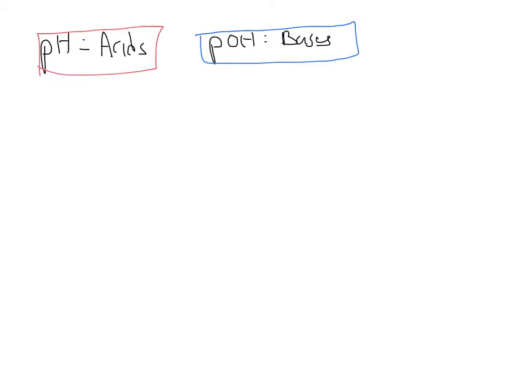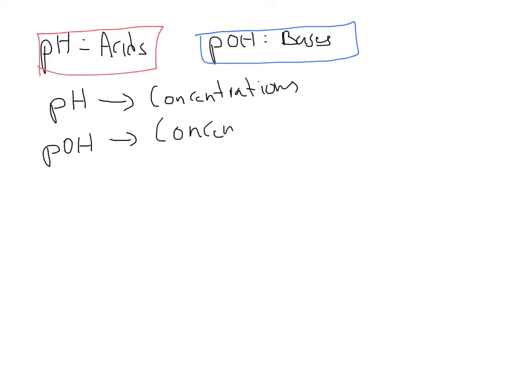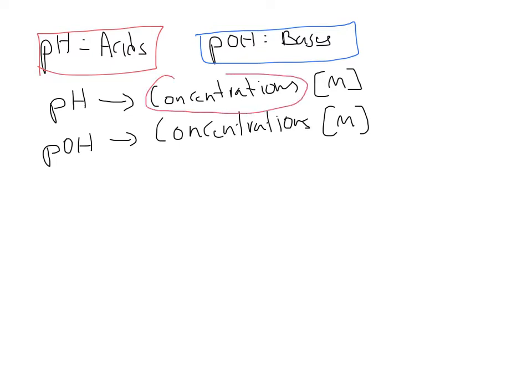The important thing to understand with pH and pOH is that if you're given a pH value or a pOH value, these values can be used to solve for concentrations. Write that down one more time. Concentrations. Obviously, molarity. So if you're given a pH value or a pOH value, you can plug that into a mathematical expression and get the concentration. You can also use the concentration of an acid to find the pH, and you can use the concentration of a base to find the pOH.